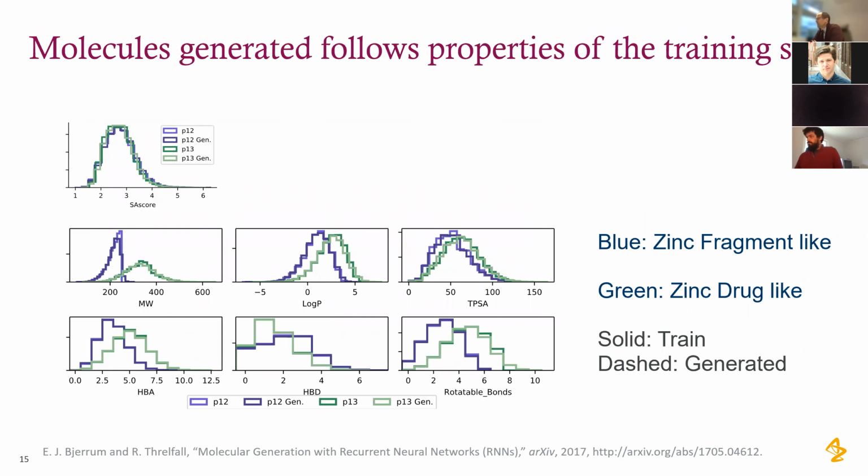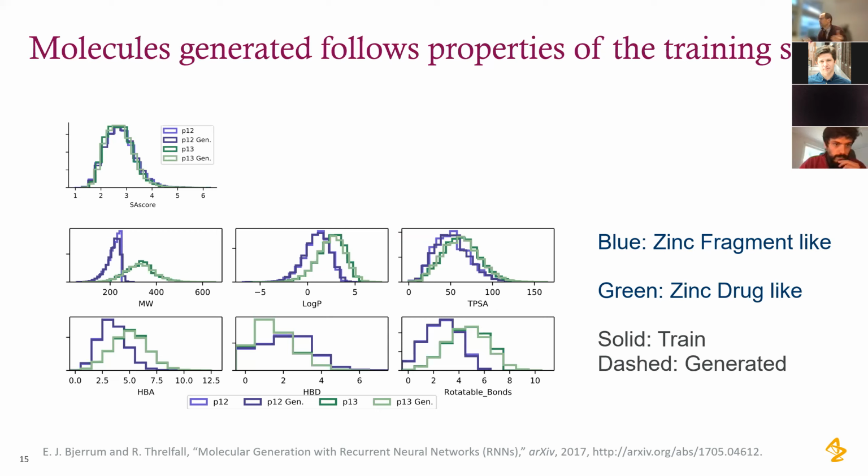So one of the interesting things is that if you train on a given sample of molecules, you end up with generated molecules that closely follow the properties of the molecules you have trained on. So here I follow a couple of different properties on the molecules, for two different data sets, one fragment-like and one drug-like from the Zinc database. And you can see the dashed curves are the generated ones, and they closely follow the other ones.